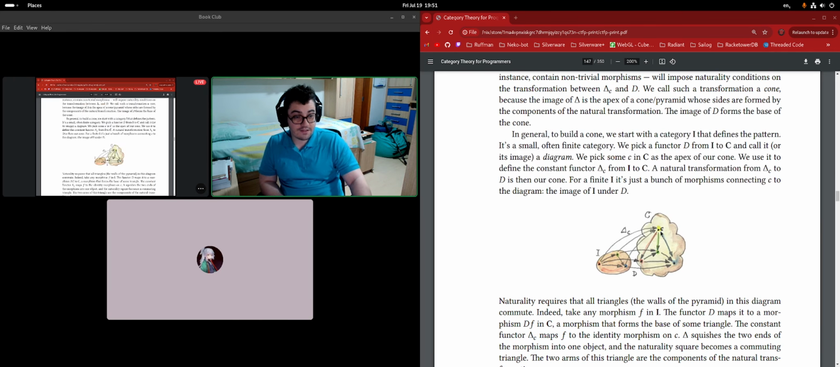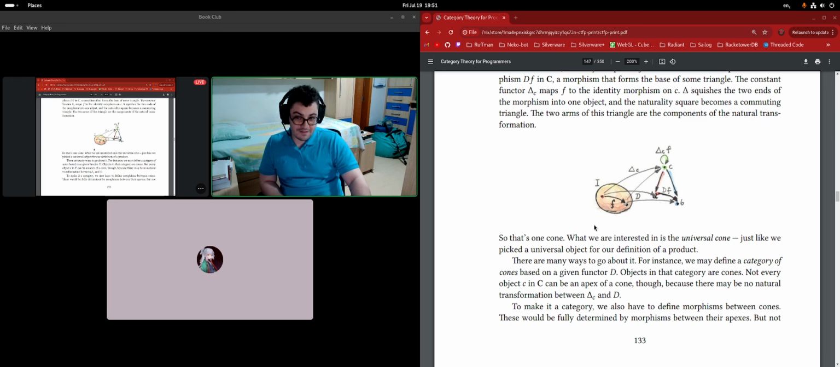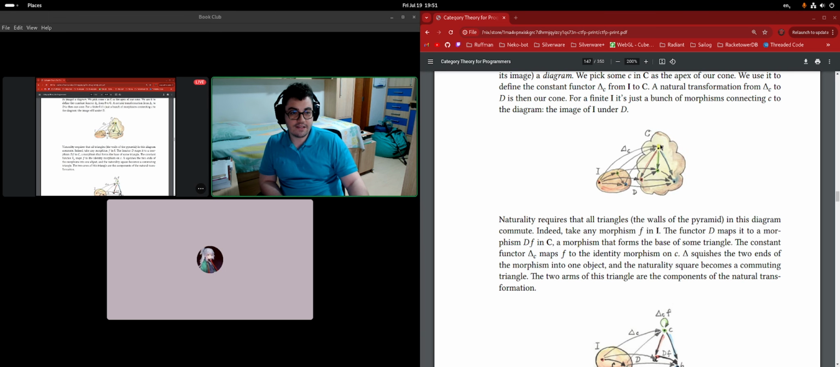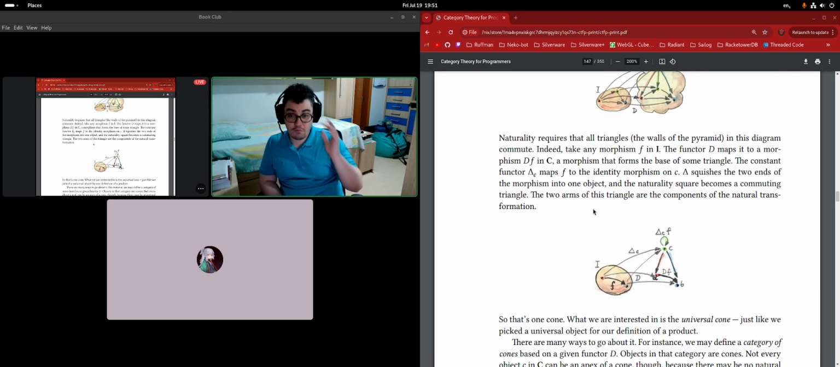So this is one, this is another. But we want the general case. What's the picture of the general case? The universal cone. Just like we picked a universal object, we may define a category of cones. That's very confusing, but imagine for a moment that you have listed all the possible index categories and the C categories, and then you create in your mind all the possible cones that you can derive out of that.